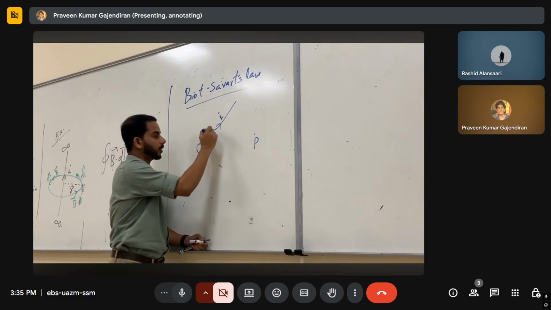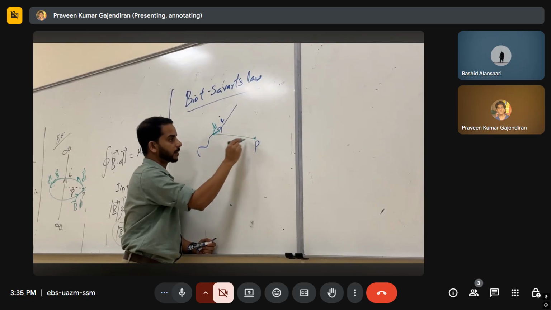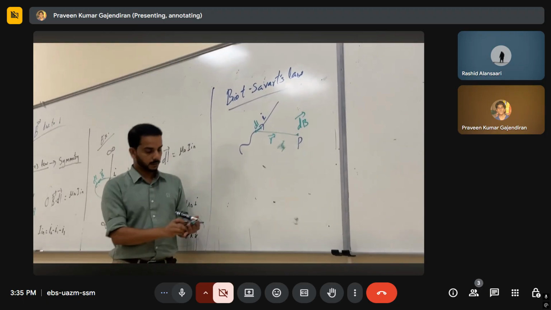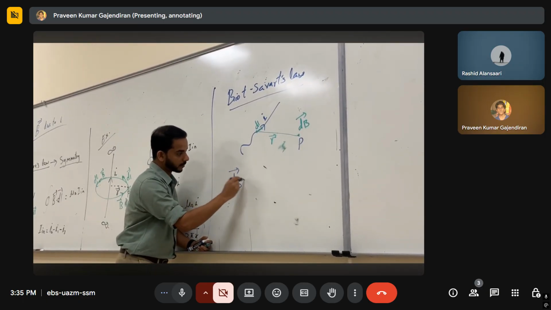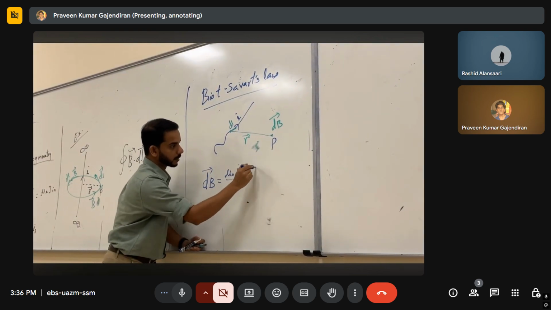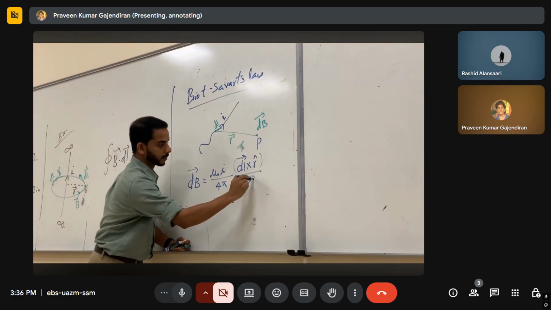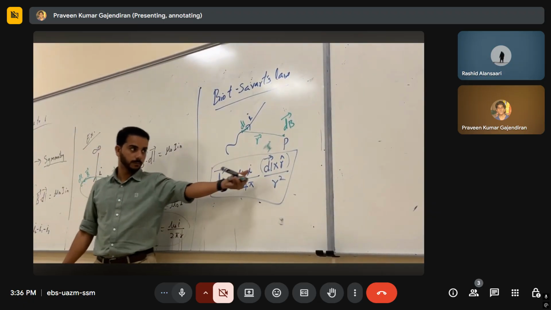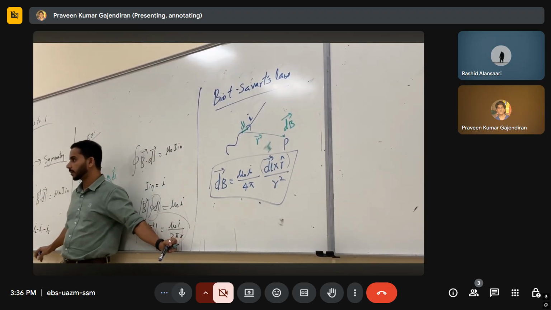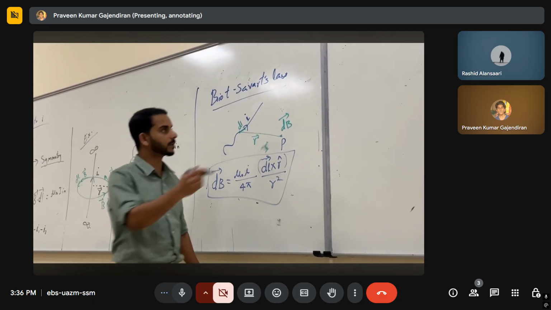What you have to do is take a small element dl and see how it produces a small magnetic field at this point. The small magnetic field dB equals mu 0 I, the current it is carrying, over 4 pi, dl cross r cap over r squared. The important thing about this law is that you have a vector crossed with a unit vector. r cap is just the direction of the vector r.